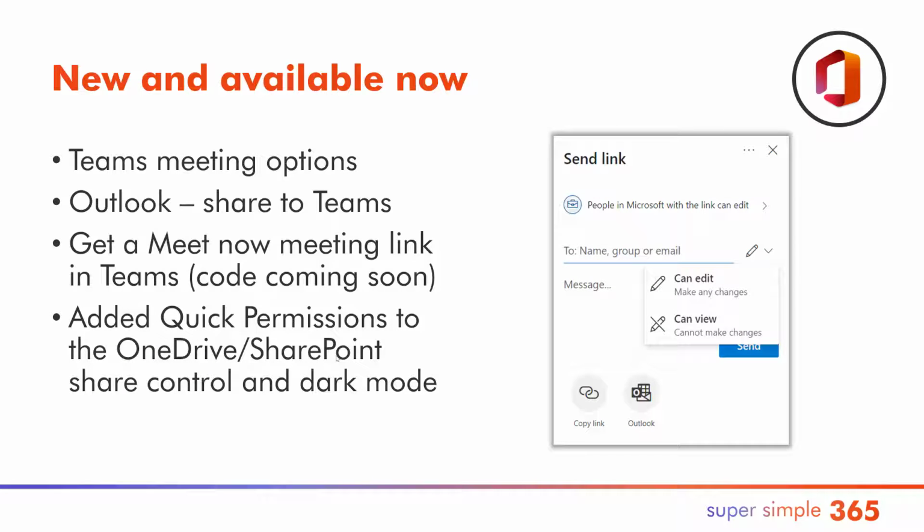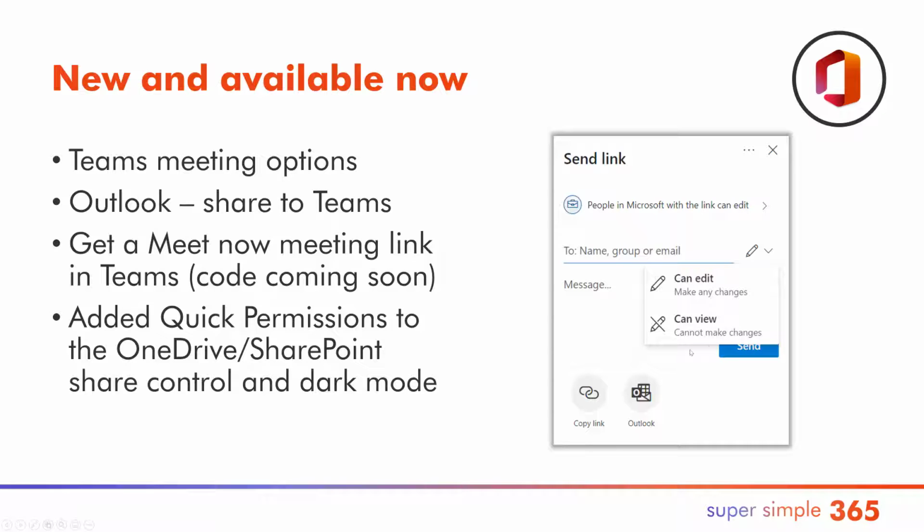This added quick permissions to OneDrive and SharePoint. So there are times when you don't want to have to click on, see where at the top it says people in Microsoft with a link can edit. You don't want to go into there and do all those settings. You just want to type the person's name, say can edit or view only, and press send, and off it goes.